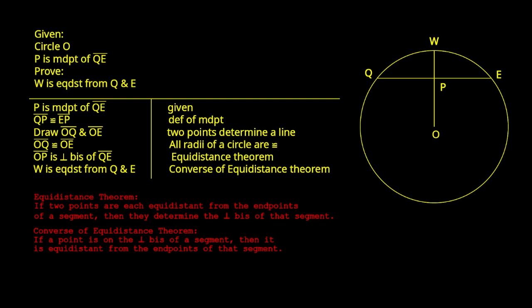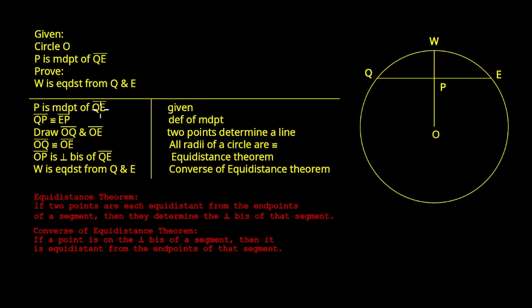In this video, we will be doing a proof with a circle and the equidistance theorem and the converse of the equidistance theorem. Those two theorems are down here in red if you need to remind yourself of them. So here we go. Given circle O, P is the midpoint of QE, prove W is equidistant from Q and E. Here's the proof, and we will be writing it on the diagram over here.